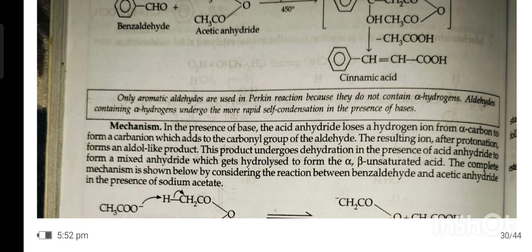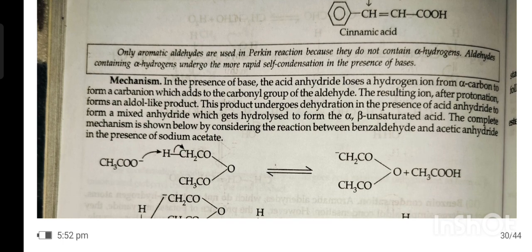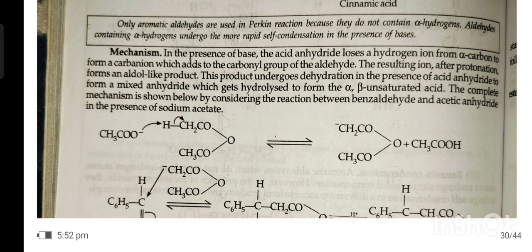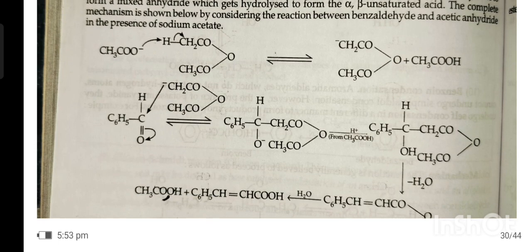Mechanism: in the presence of base, the acid anhydride loses a hydrogen ion from the alpha carbon to form an anion, which adds to the carbonyl group of the aldehyde. The resulting ion, after protonation, forms an aldol-like product. This product undergoes dehydration in the presence of acid anhydride to give a mixed anhydride, which gets hydrolyzed to form the alpha beta unsaturated acid. The complete mechanism is shown below by considering the reaction between benzaldehyde and acetic anhydride in the presence of sodium acetate.